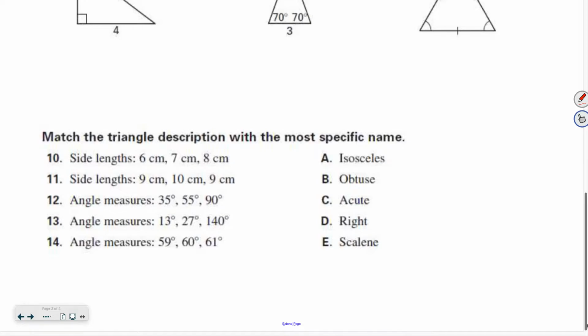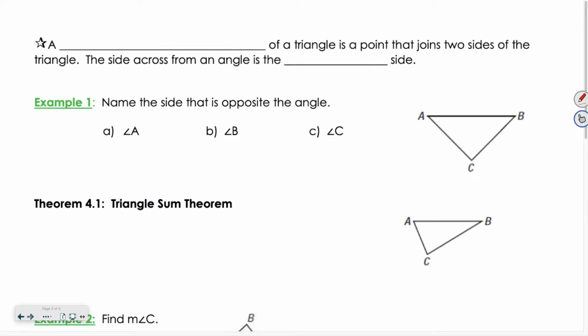All right, number 10. What about side lengths 6, 7, and 8? Scaling. 9, 10, and 9. Isosceles. 35, 55, and 90. Right. 13, 27, and 140. Obtuse. And then we have a cube. Okay? All right, go to this next page.